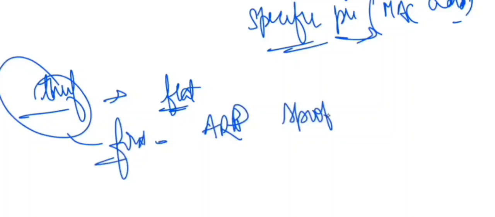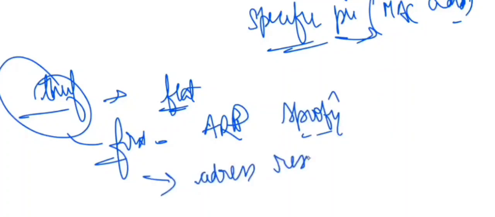Right? That is called Address Resolution Protocol. The full form is Address Resolution Protocol. It maps the IP address to MAC address. So it links flat number to person name.